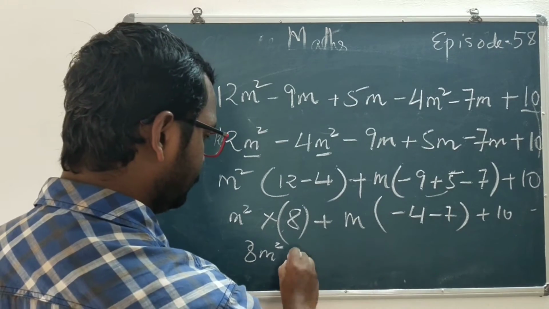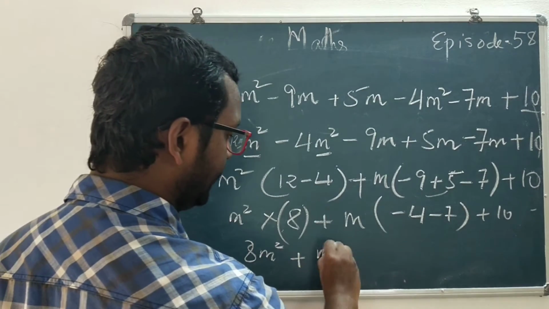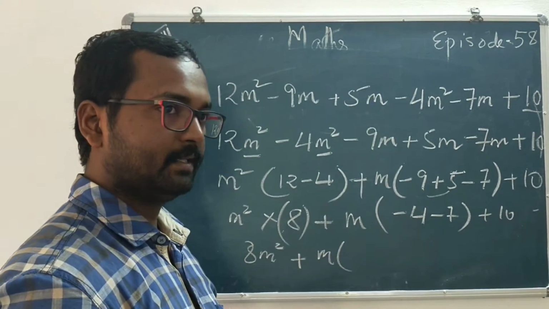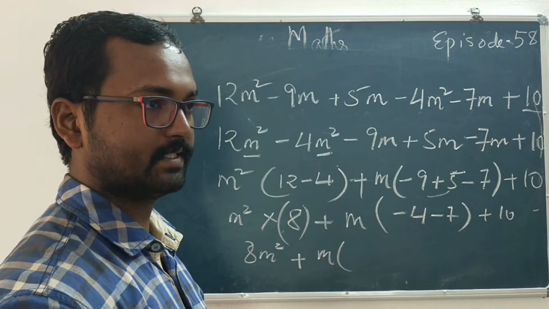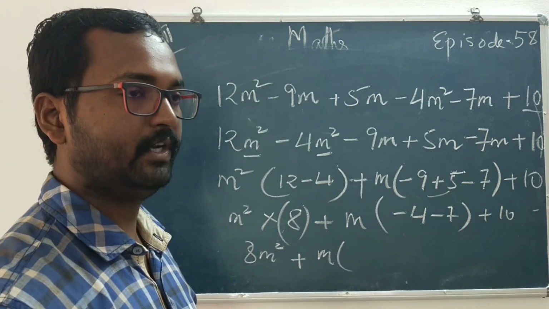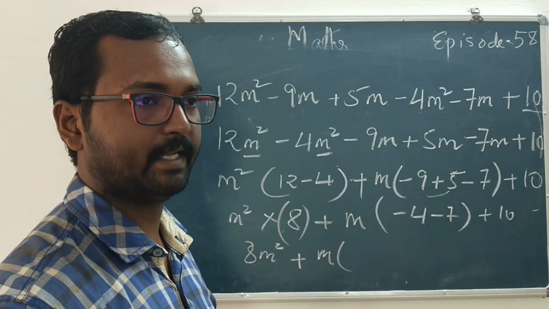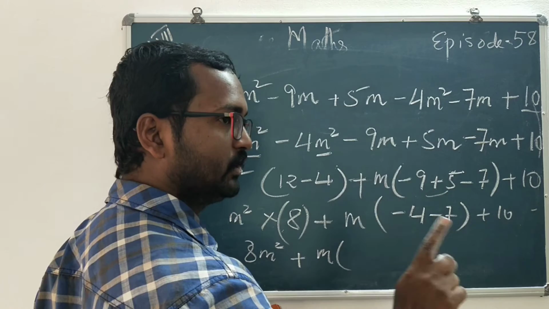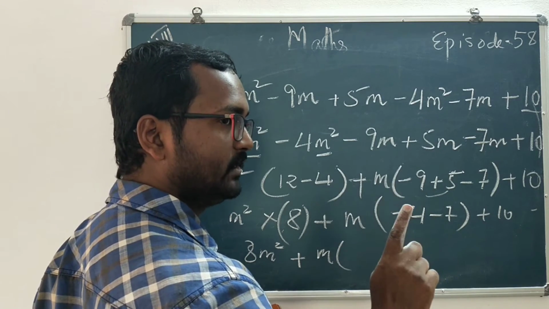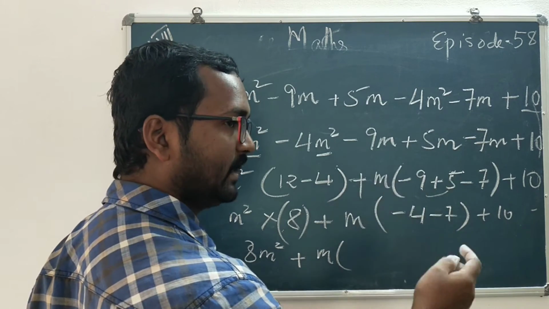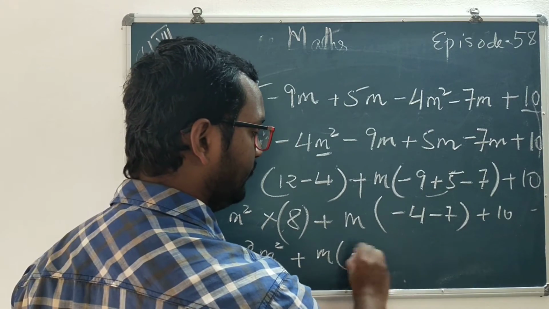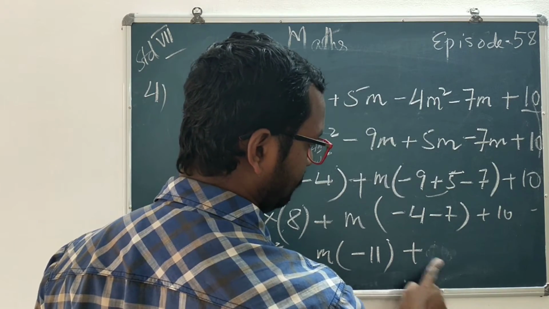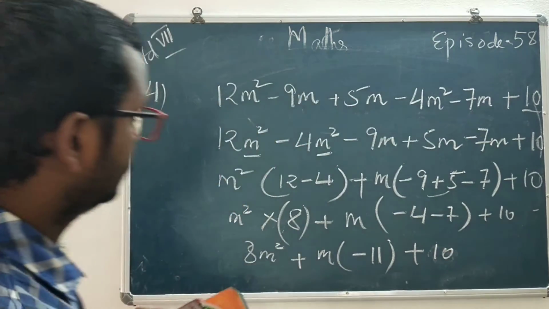Here we have to solve further. We will get minus 4 and minus 7. When the sign is minus and minus, we do addition of the numbers and we put the sign of minus. So minus 4 and minus 7, do addition of the numbers. 7 plus 4 is how much? 11. But you have to put the sign of minus. So we will get minus 11 plus 10.